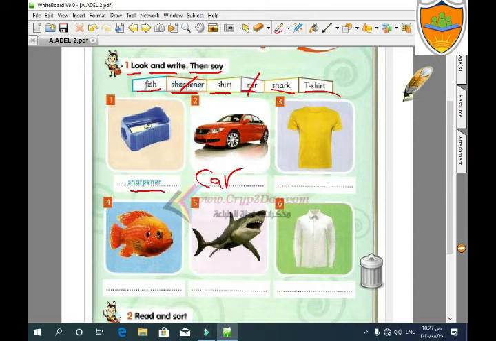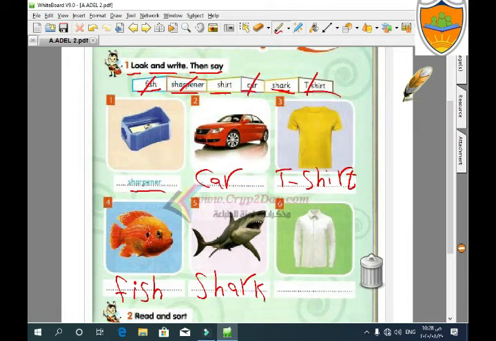Number 3, t-shirt. Number 4, fish. Number 5, we have here shirt and shark. Shirt or shark? Of course, shark. And number 6, shirt.